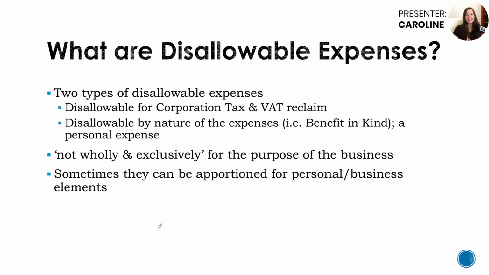What are some disallowable expenses? So there's 2 types of disallowable expenses. The first is disallowable for tax purposes. This normally means you can still reclaim the amount from your company, but your company won't get any tax relief on them because they're not allowable for that reason. And then there's the type that are disallowable by the nature of the costs, which will create a benefit in kind. So these are things like a personal expense.